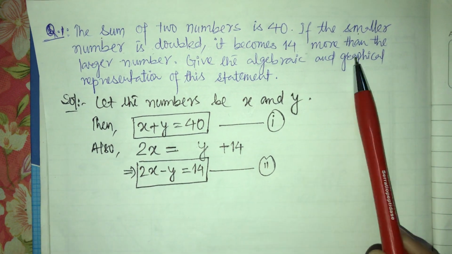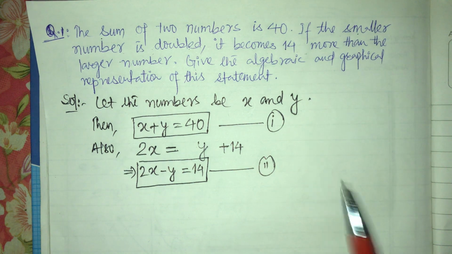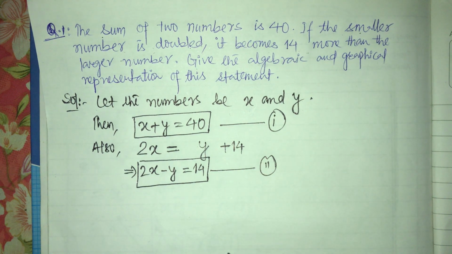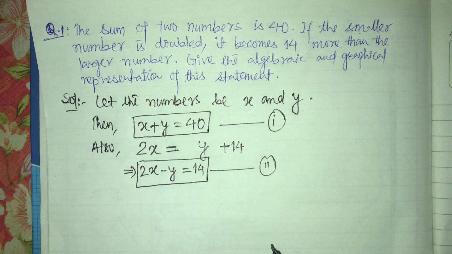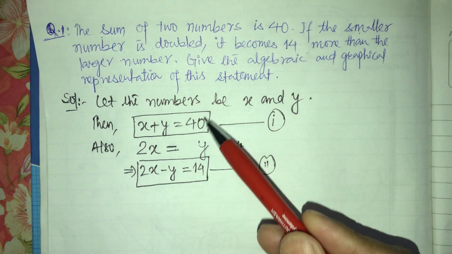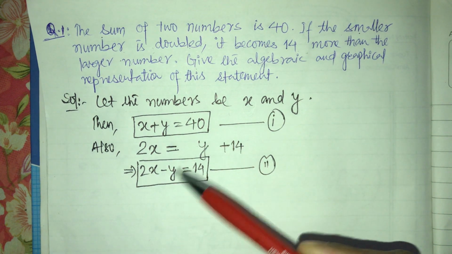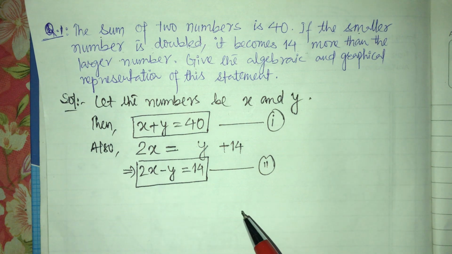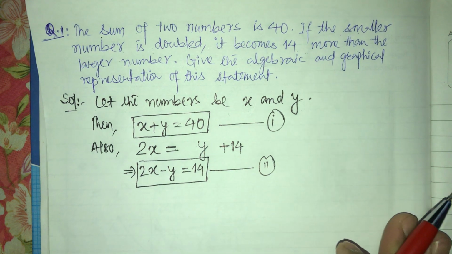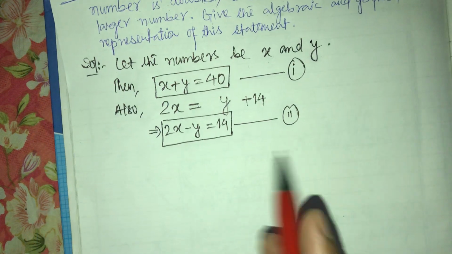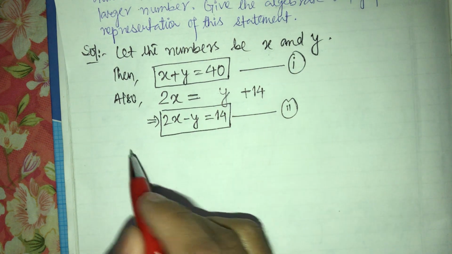Now next is the graphical representation. We discussed this in our previous class. Once we obtain the equation, we can easily plot the graph. So the rule we know. First we'll take equation 1.